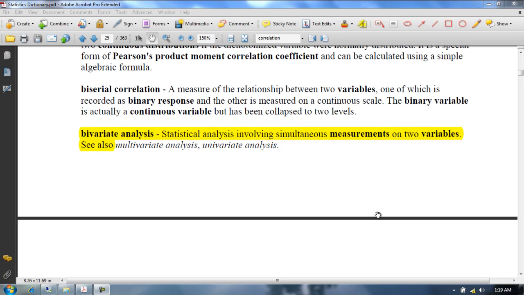Bivariate analysis. Bivariate analysis is statistical analysis involving simultaneous measurement of two variables. So bivariate data, when we are dealing with two samples in one observation, we say that the data is bivariate.